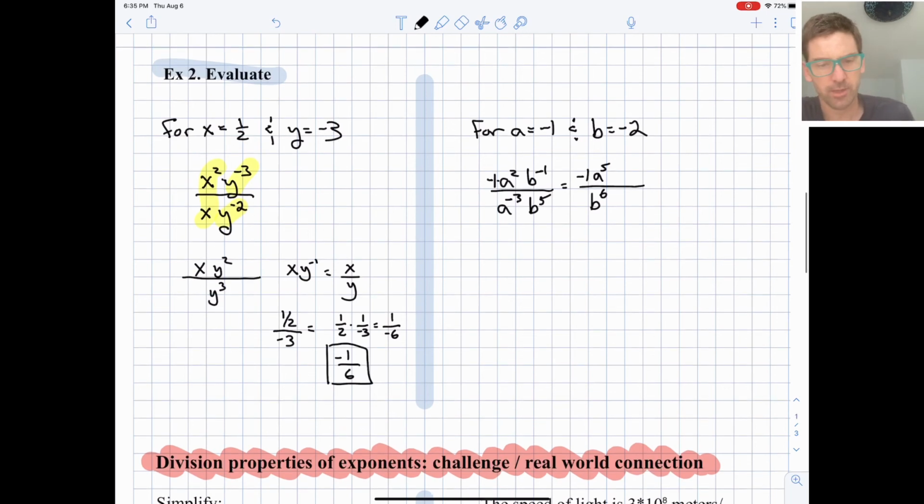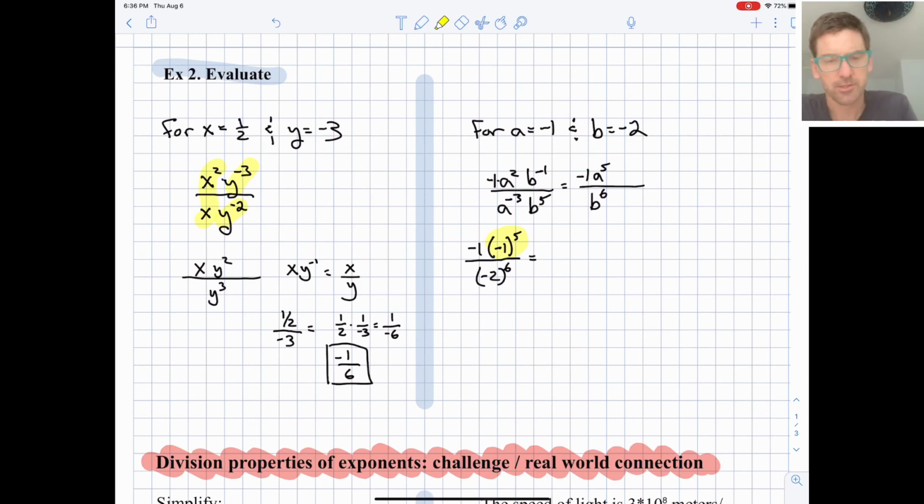So we have a negative 1, and then a itself is negative 1 to the 5th. And then b is a negative 2 to the 6th. So you've got to be careful here dealing with all these negatives, okay? One thing that you might not have realized is that if we just have a negative 1 and we raise it to an even exponent, we'll end up with a positive 1 because pairs of negative 1s will match up with each other and turn into positive 1. But if we have a negative 1 to an odd exponent, it's going to be a negative 1.